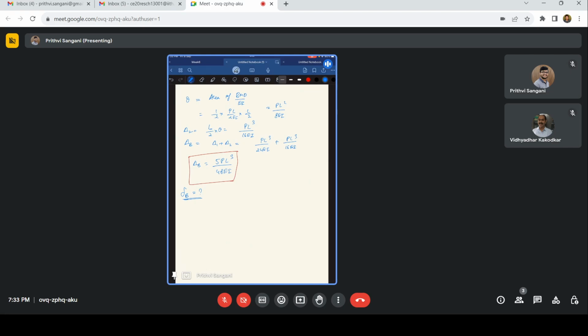So this is actually a very standard equation, right? For a cantilever at the free end, when we apply a point load P, the displacement there is PL cubed by 3EI. Likewise, for a simply supported beam, when we apply a UDL, the maximum displacement is 5 by 384 WL to the power 4 by EI. And we also have PL cubed by 48EI when we have a point load, something like that.